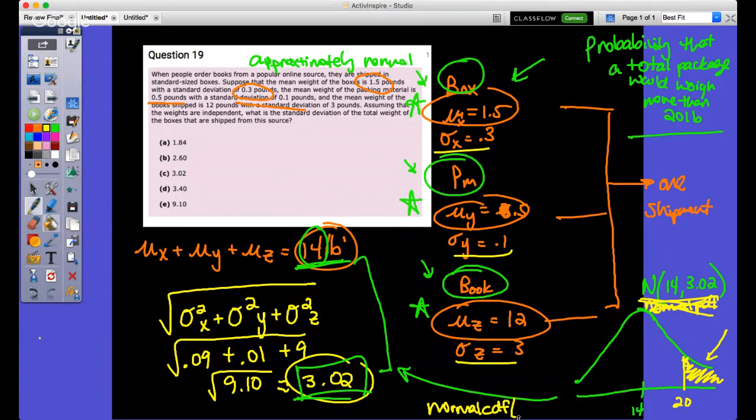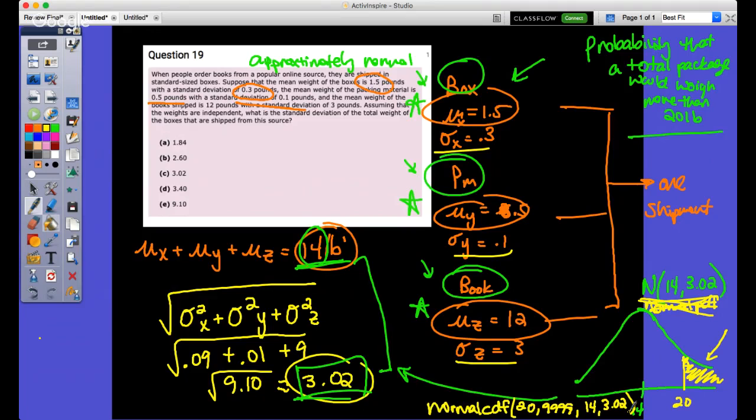And if I was on an FRQ, I would have to write out the formula: lower, comma, upper, comma, mean, comma, standard deviation. My lower would be 20. My upper would be a high number. My mean would be 14, and my standard deviation 3.02. And again, I'm making this up as I go because I wanted to give you an example problem. But this would be the area of it.